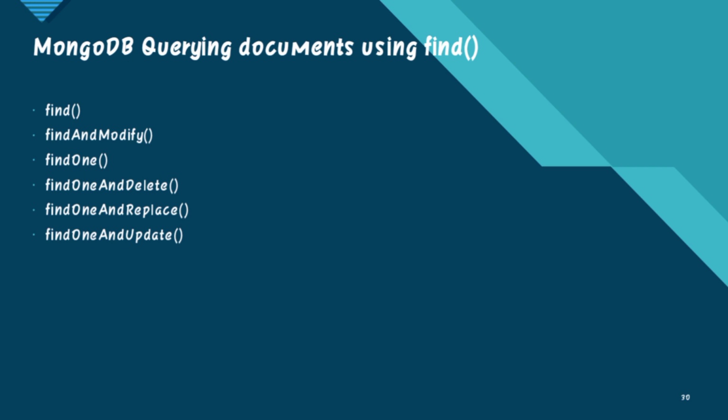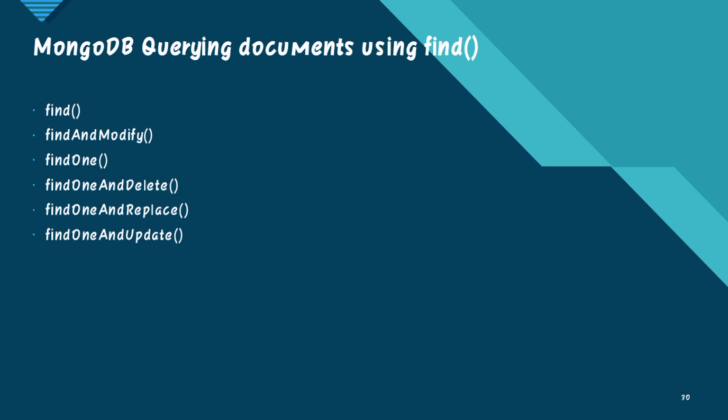MongoDB querying documents using the find function. Find method. In MongoDB, the find method is used to select documents in a collection and return a cursor to the selected documents. Find and modify. The find and modify command modifies and returns a single document by default. The returned document does not include the modifications made on the update. To return the document with the modifications made on the update, use the new option.